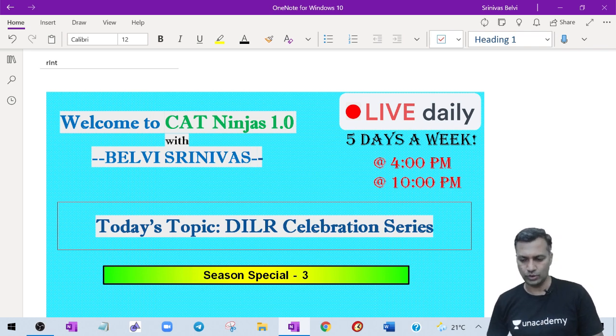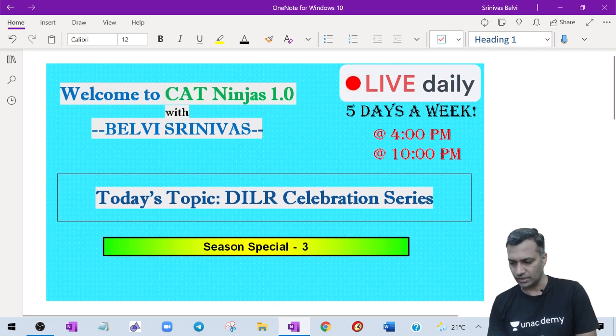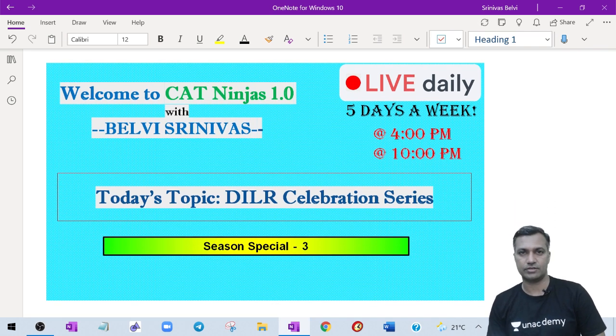So we will do another set on DILR. As a part of this celebration series on DILR, we are going through some of the sets which might add to our skill set or which will at least reinforce our learnings that we have done in the past. And all these sets are right at the CAT, XAT, and IIFT kind of level.